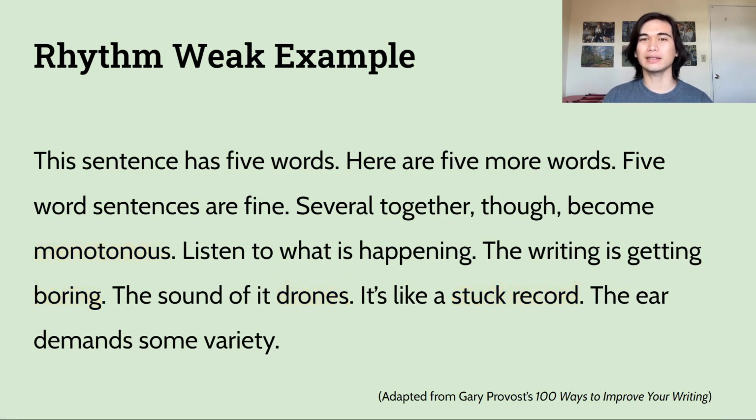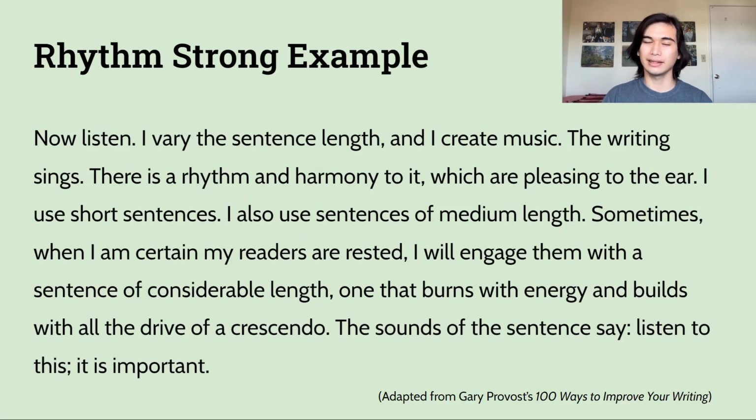We can take a look at an example of good rhythm. Now listen. I vary the sentence length and I create music. The writing sings. There is a rhythm and harmony to it, which are pleasing to the ear. I use short sentences. I also use sentences of medium length. Sometimes, when I am certain my readers are rested, I will engage them with a sentence of considerable length, one that burns with energy and builds with all the drive of a crescendo.